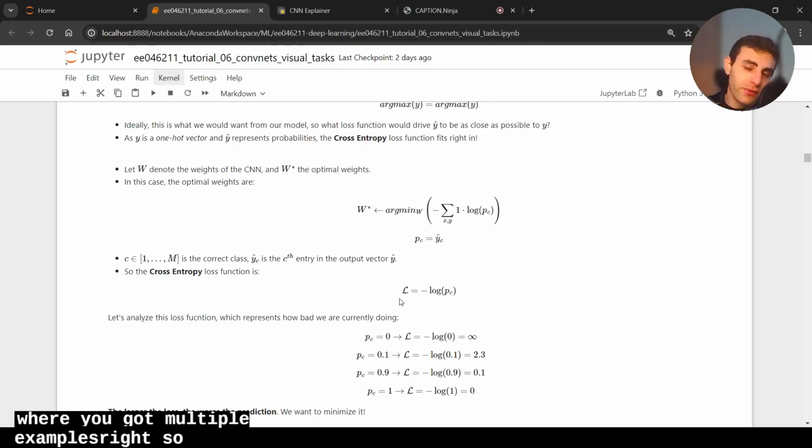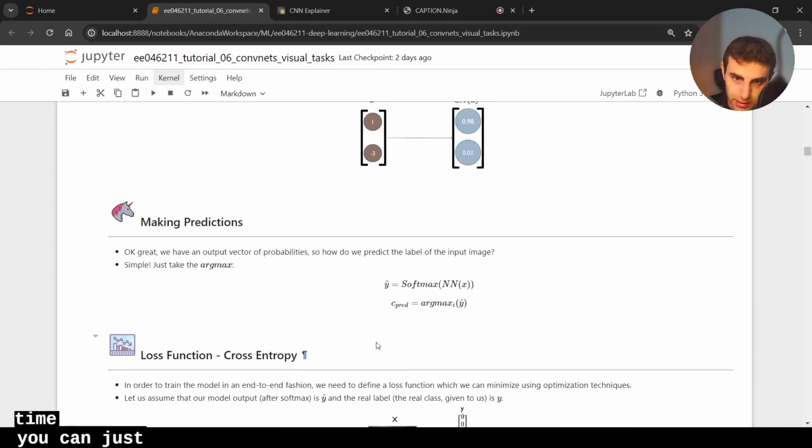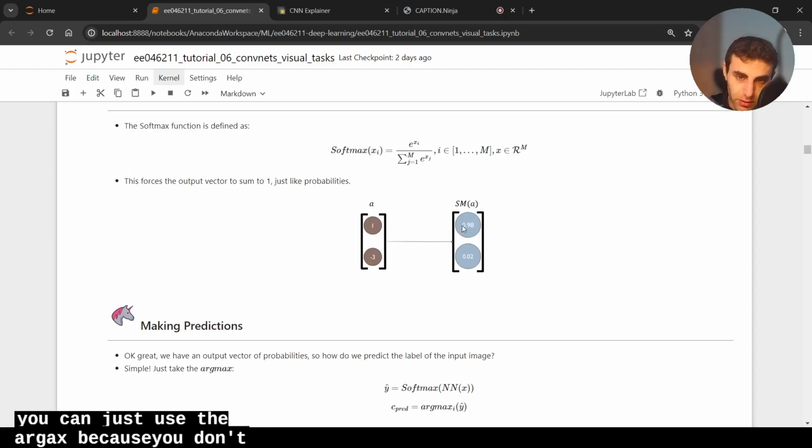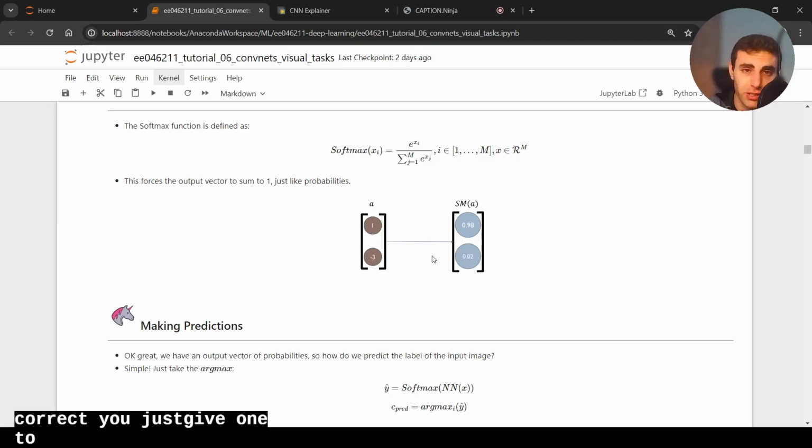This is what we require for training the network. But at inference time, you can just use the argmax, because you usually just want the prediction of your class, and you don't need probabilities for that, unless you do care about the probabilities.